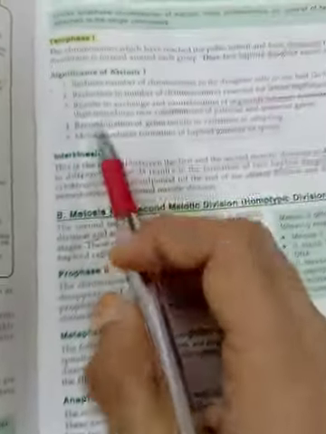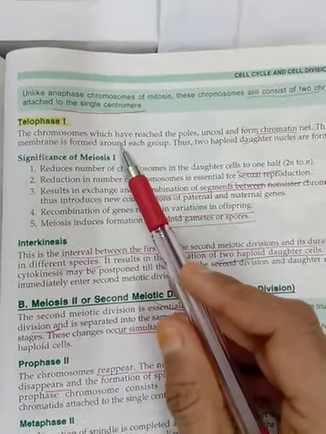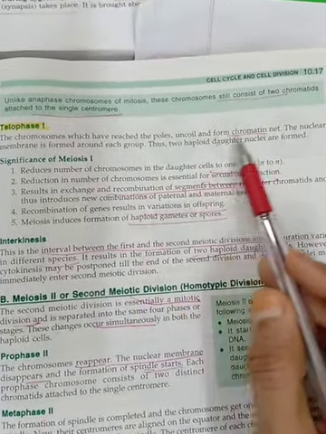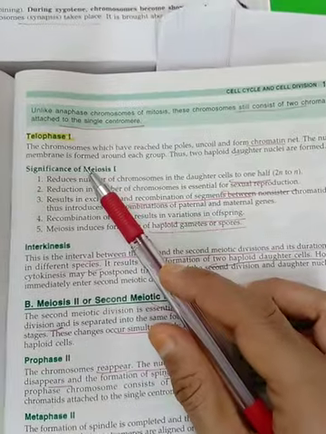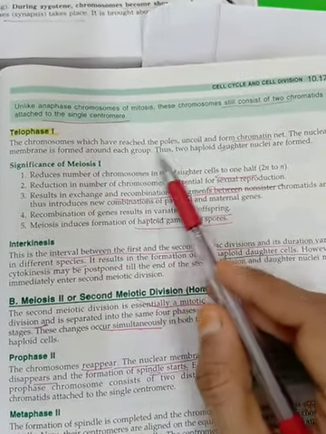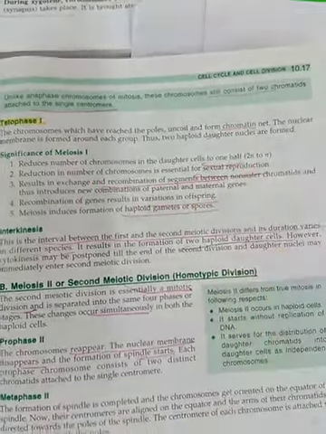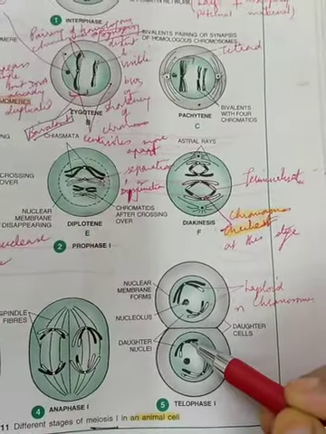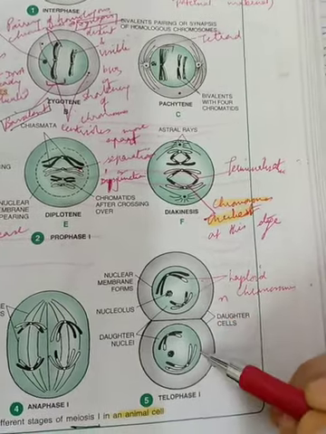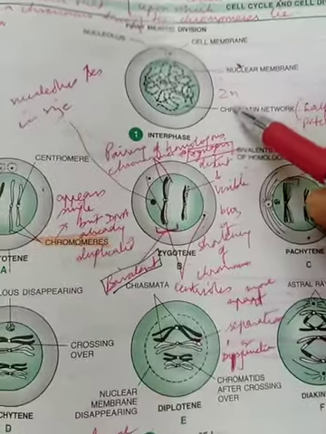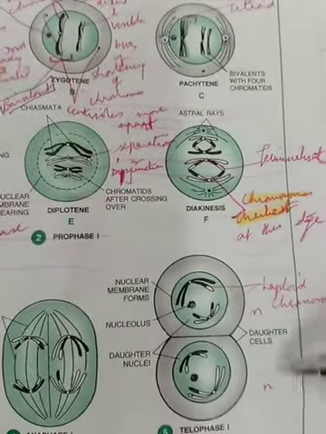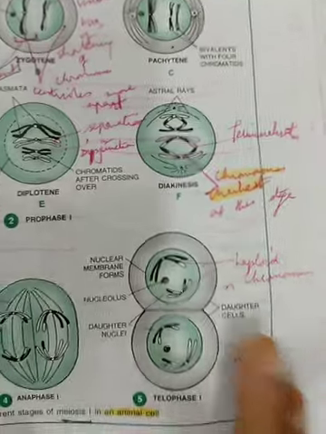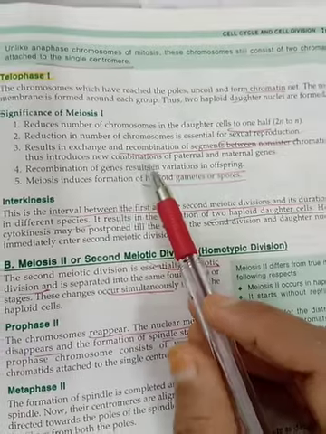Coming to telophase, the chromosomes which have reached the poles form the chromatin net. Once again, a nuclear membrane is formed around each group and two haploid daughter nuclei are formed. You can see the nuclear membrane has come back, the nucleolus has reappeared, and there are two daughter cells with the haploid number, or half the chromosome number of the previous. Here we started with 2n, but we are ending with two daughter cells with n, the haploid chromosome number. So what is the significance of meiosis 1?